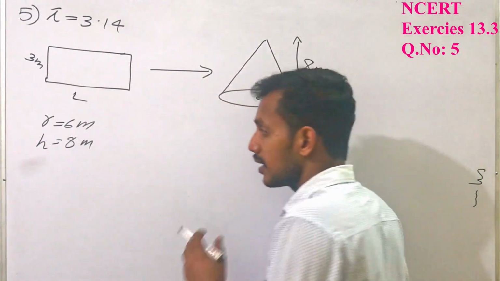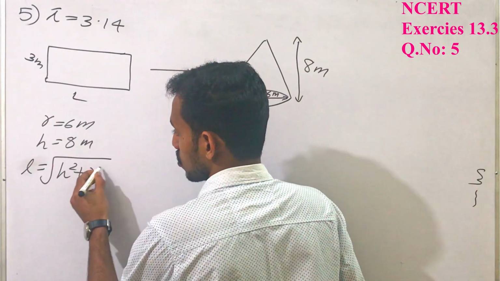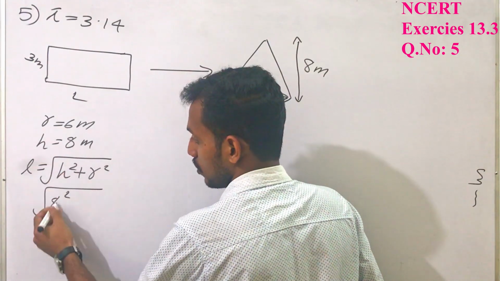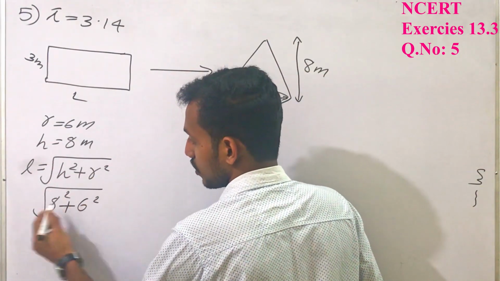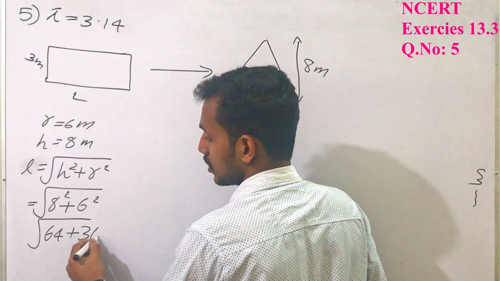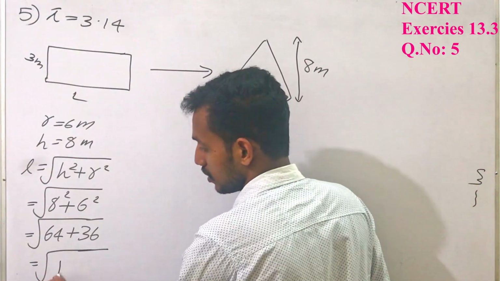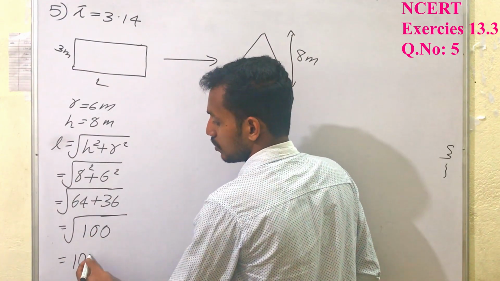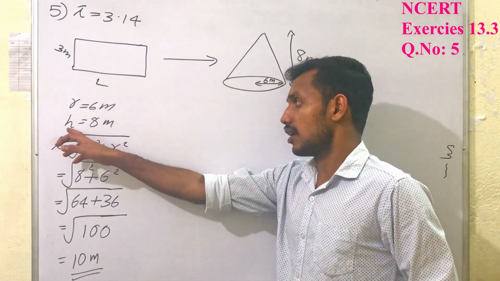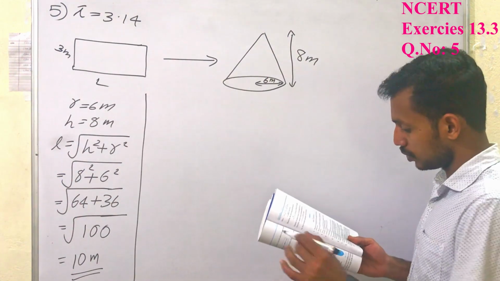First, let's find the slant height of the conical tent, that is L equal to square root of h square plus r square. H is 8, so 8 square is 64, plus r square, 6 square, is 36, which is equal to square root of 100, which is equal to 10 meter. Clear? Here the radius and height are given in meter, so obviously the slant height will be in meter, 10 meter.